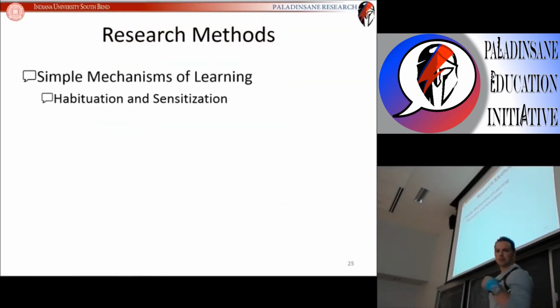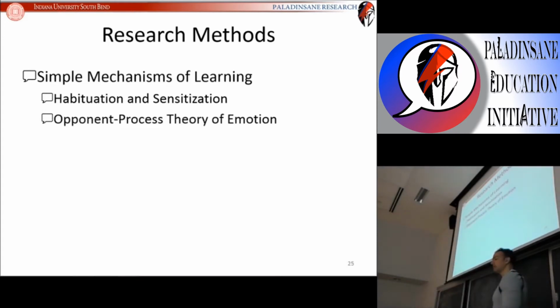We're not doing research methods, we're doing chapter 3. So we're going to start off with simple mechanisms of learning, specifically habituation and sensitization. That's going to be for the cocktail party effect, and then we're going to take a look at the rom-coms by taking a look at the opponent process theory of emotion, which helps explain how we can have intense emotional reactions only to very quickly feel completely the opposite.